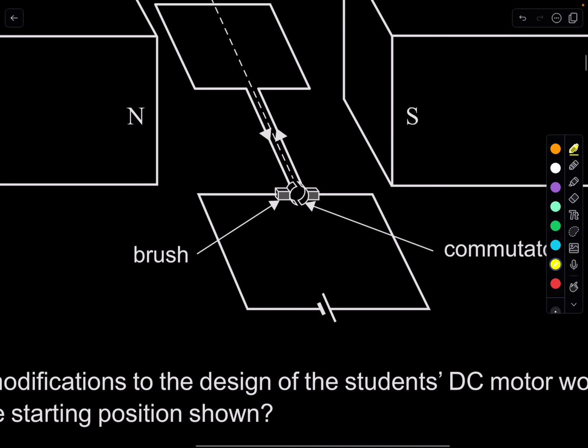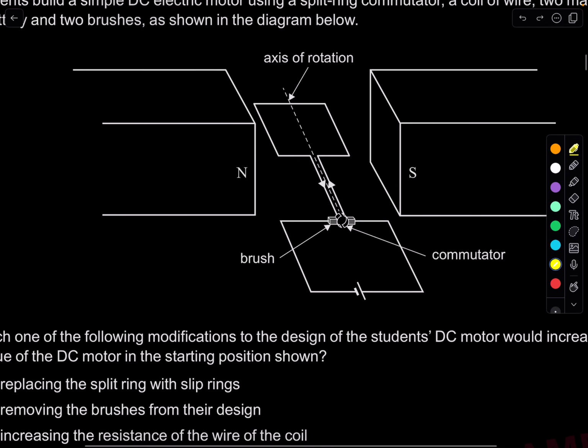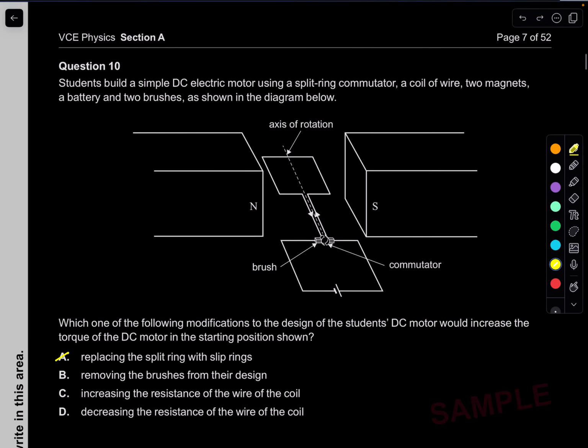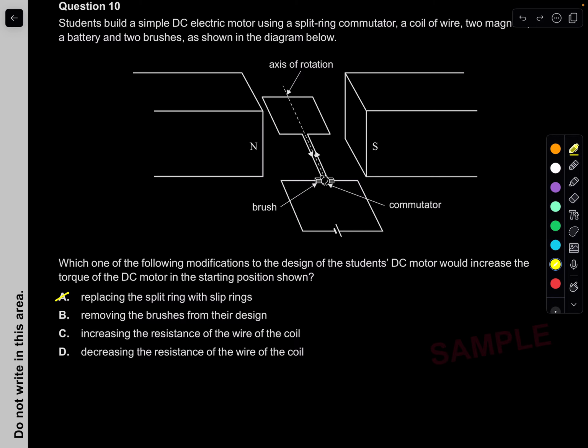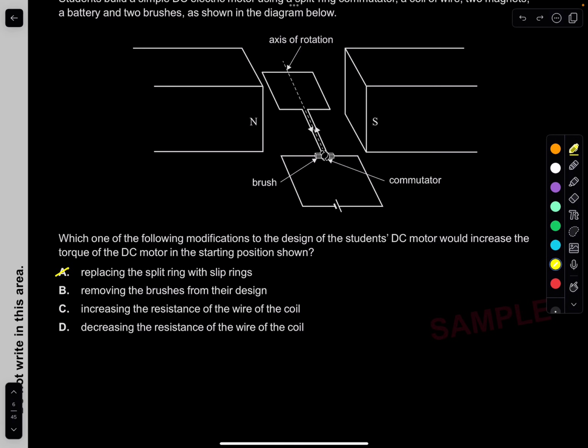Wrong. If you remove these brushes over here, you're basically removing the contact that the current, this wire, has with the coil itself. So if that happens, there's no more current, and there is no more torque. If there's no current, you're decreasing the force, so there's no torque. That's just decreasing your torque every way. Increasing the resistance of the wire of the coil.